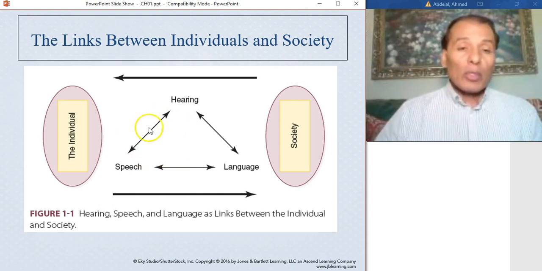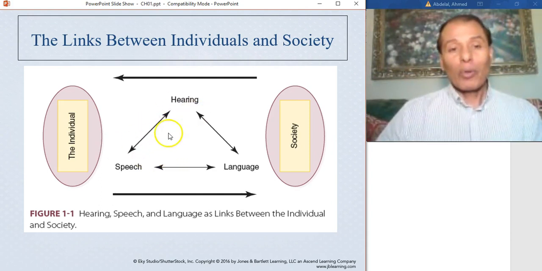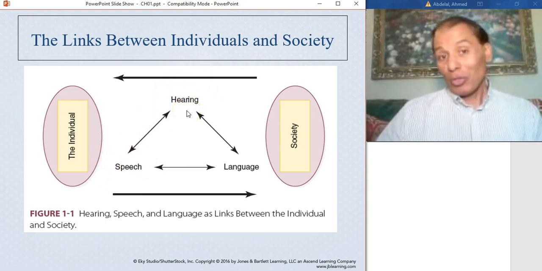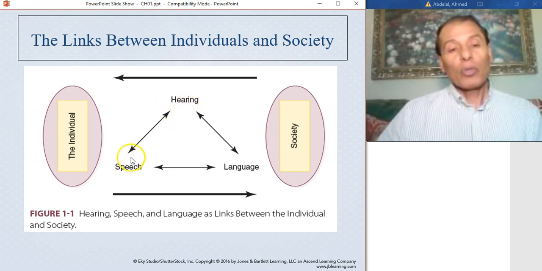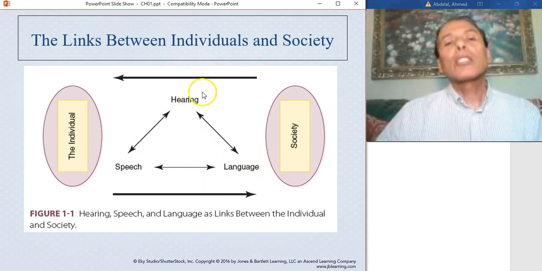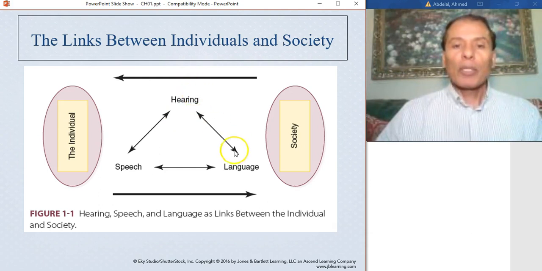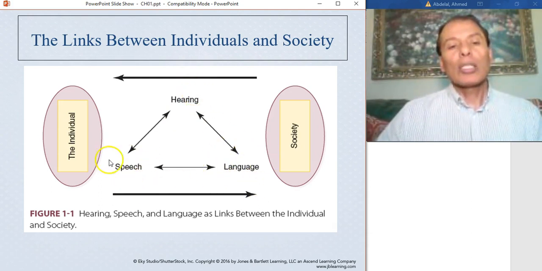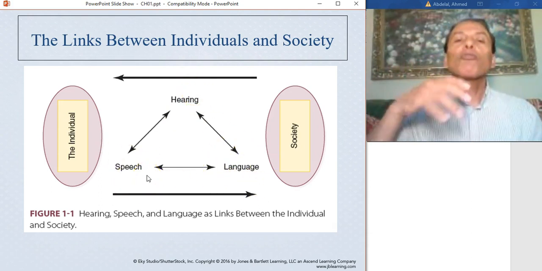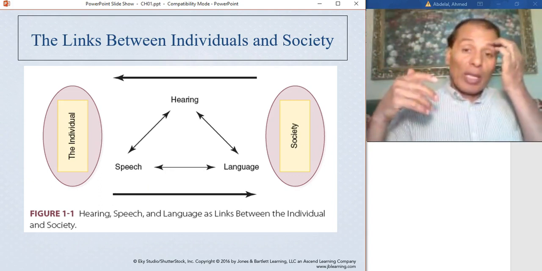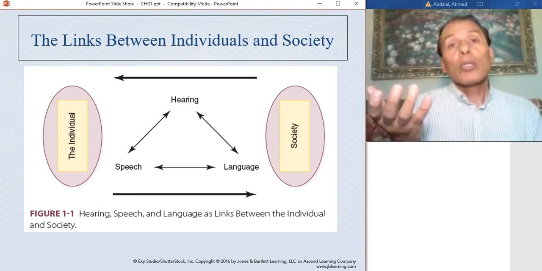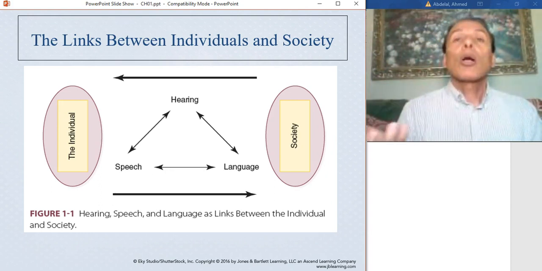Now, you see the arrow is pointing backwards and forwards. So now, if you do not hear speech, there's no way you can develop the mechanisms in your brain that will teach you how to speak. If you don't hear language, you can have the best brain ever, but if you do not hear speech consistently and frequently and constantly as you are developing, there will be no chance for you to acquire language.